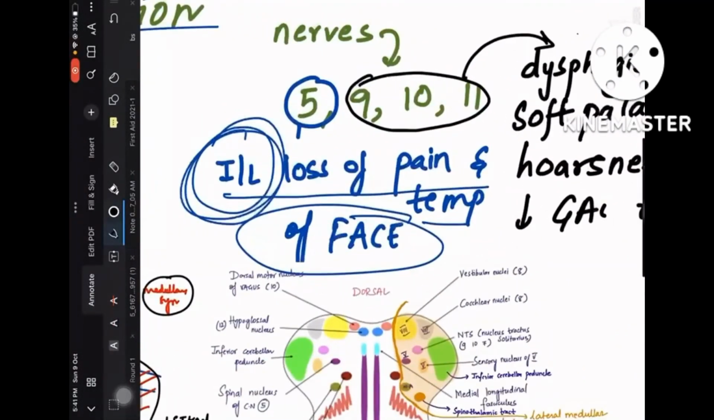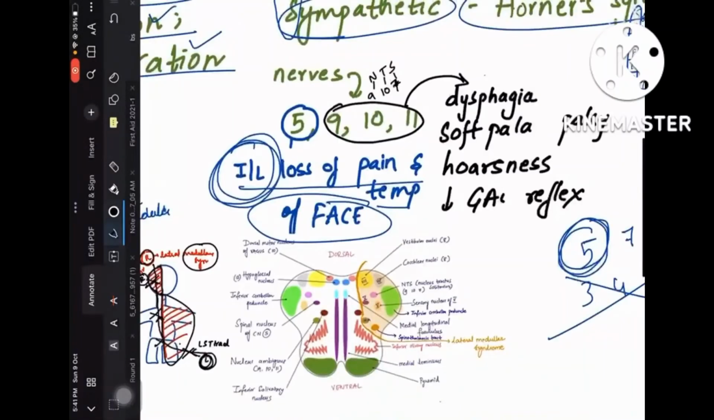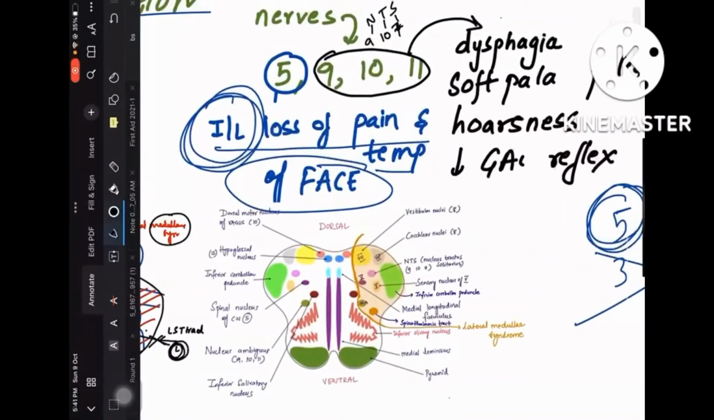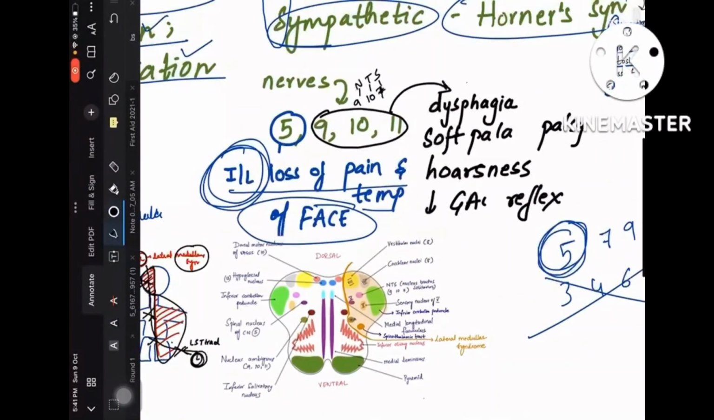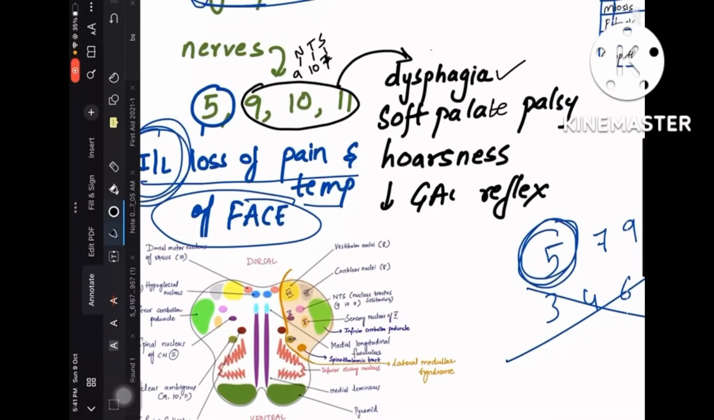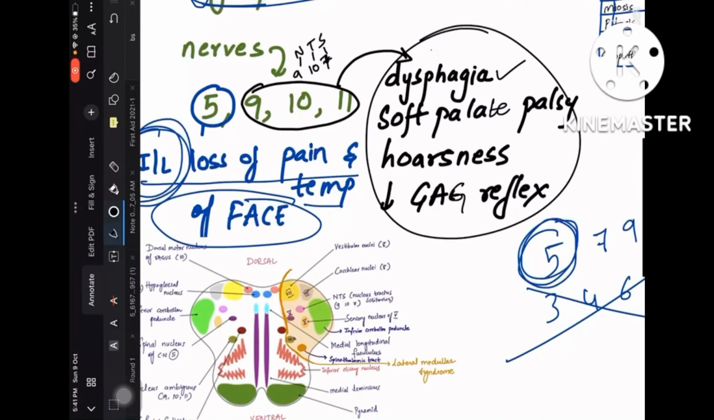Coming to the next, 9 and 10, because of the nucleus tractus solitarius, that is N for 9, T for 10 and S for 7. 7, 9, 10 are involved because those lie on the lateral side, and that results in the symptoms that we know: dysphagia, soft palate palsy, hoarseness and decreased gag reflex. It is all related to 9, 10 and 11.